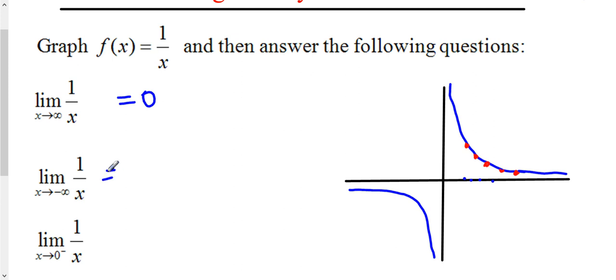Okay, what if x is going towards negative infinity? Follow on the same curve, y equals 1 over x. As x goes towards negative infinity, look at where the y values are approaching. That is also 0. Okay, here's a different question.